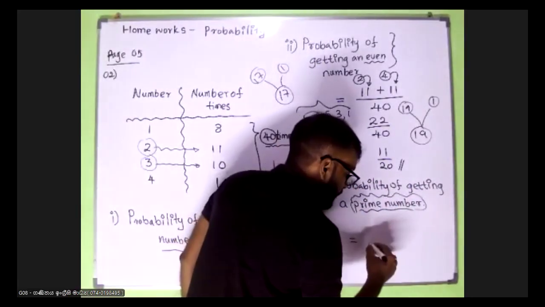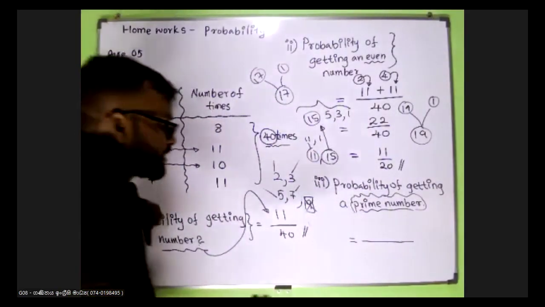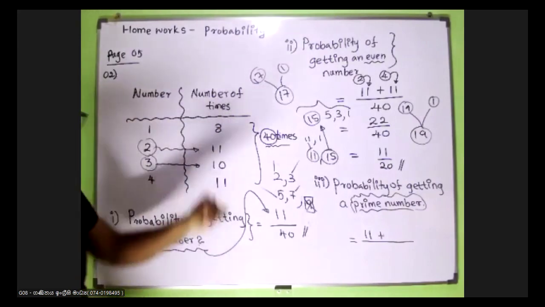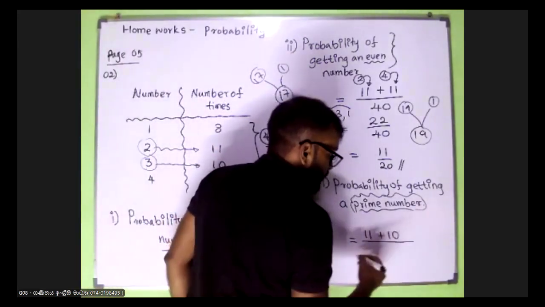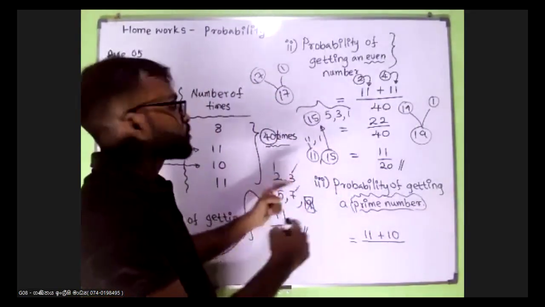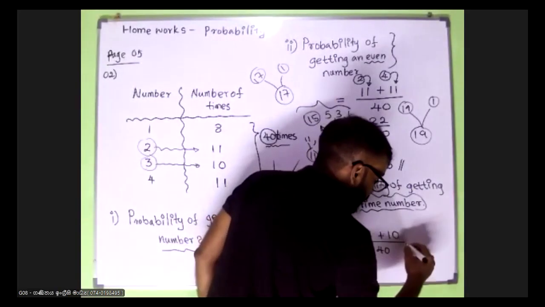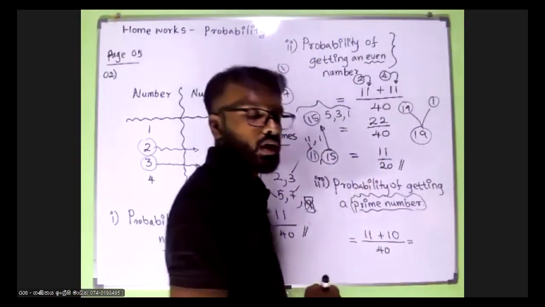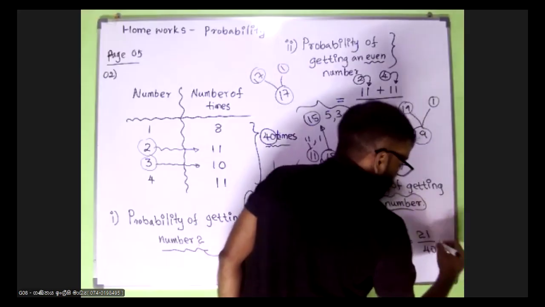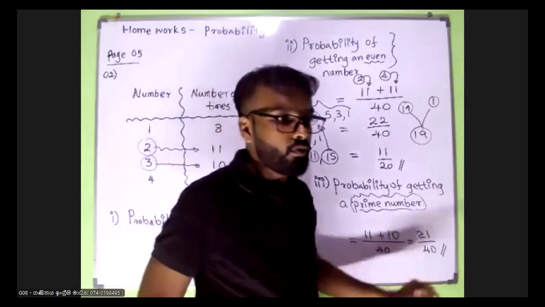So how do we fill our numerator? Number 2, 11 times, plus number 3, 10 times. How many total times did we toss the tetrahedral die? 40 times. So it comes to the denominator. 11 plus 10, 21, divided by 40. This should be your answer, right? This cannot be simplified any further. 21 divided by 40.